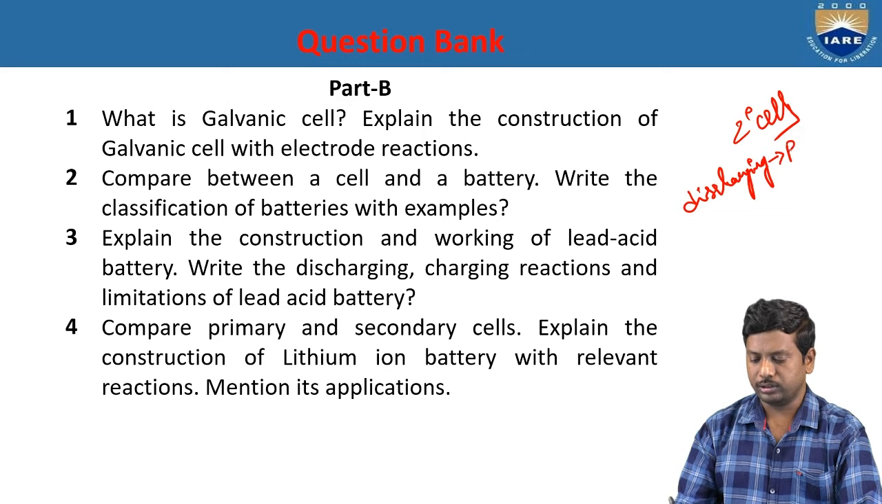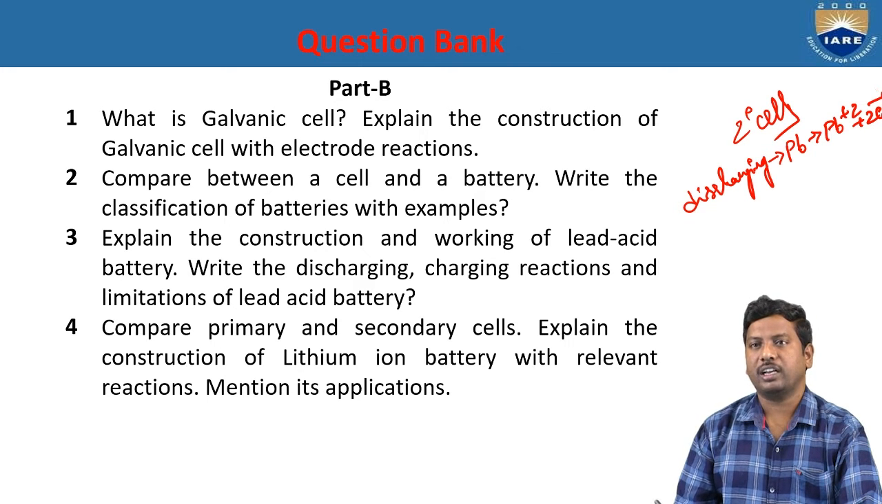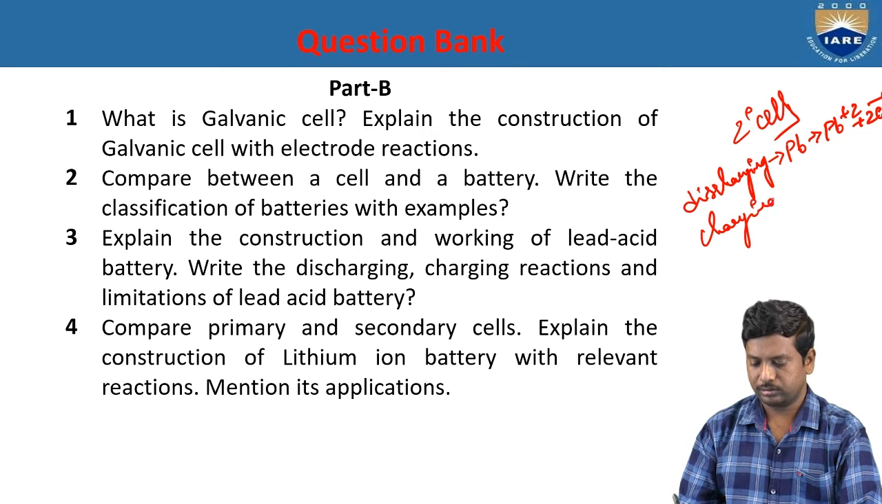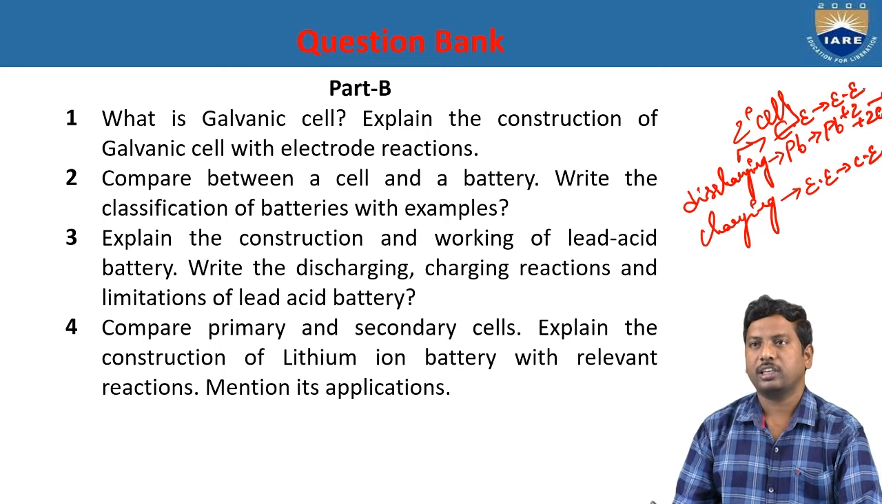when lead undergoes oxidation. So that is nothing but the discharging reaction. And the charging reaction is the backward reaction. That means electrical energy converts to chemical energy. And the discharging reaction is nothing but chemical energy converts to electrical energy. Okay, and the limitation of the lead acid battery is that it has a limited voltage potential and is applicable only to some instruments.